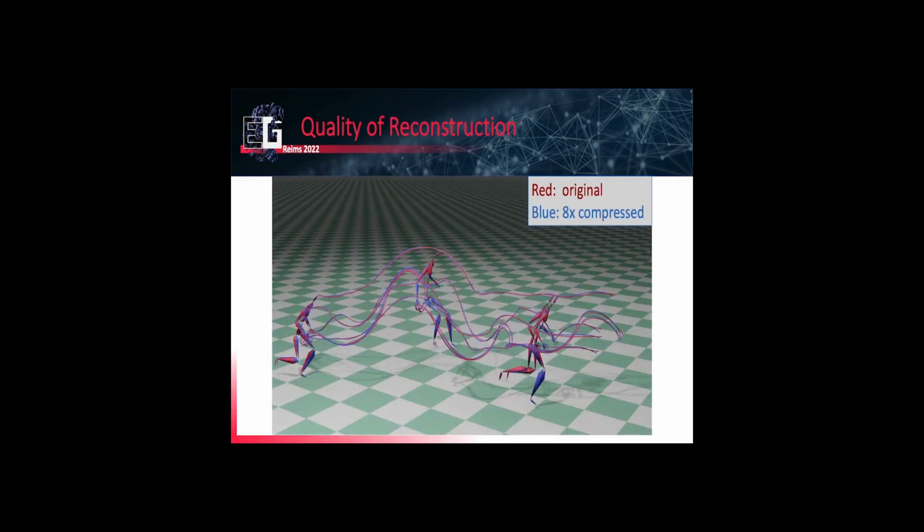Finally, let's take a look at the visual results. The red is the original sequence and the blue is the compressed sequence using our method. We can see that the difference appears to be very small, and our method can reconstruct the motion with very high quality.